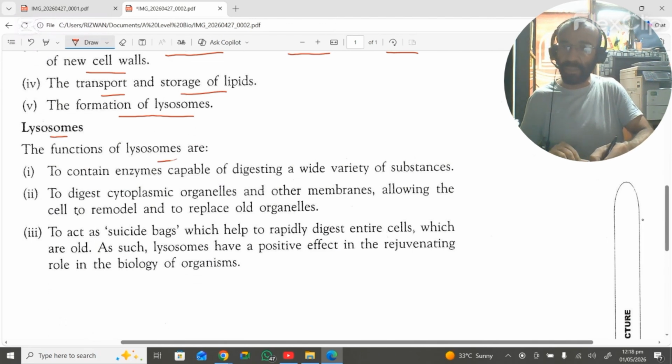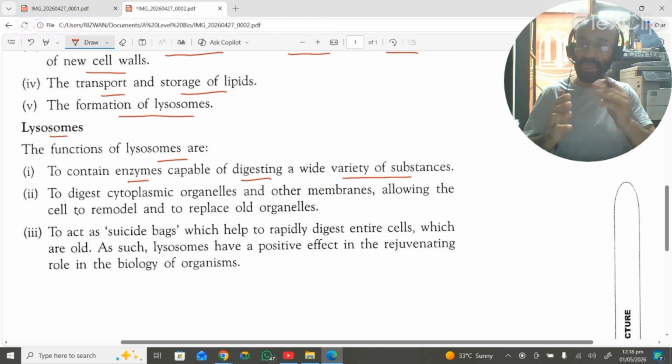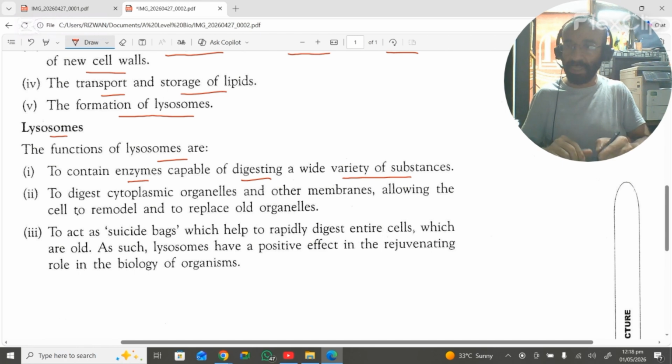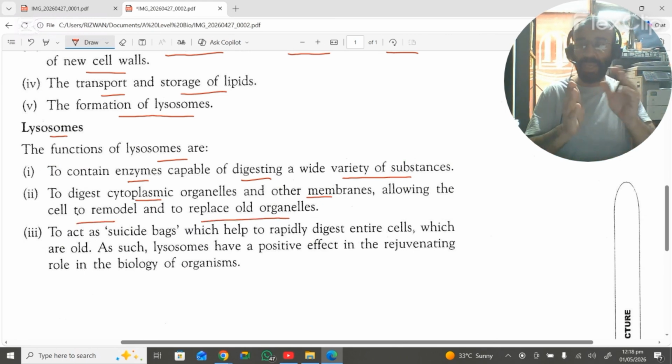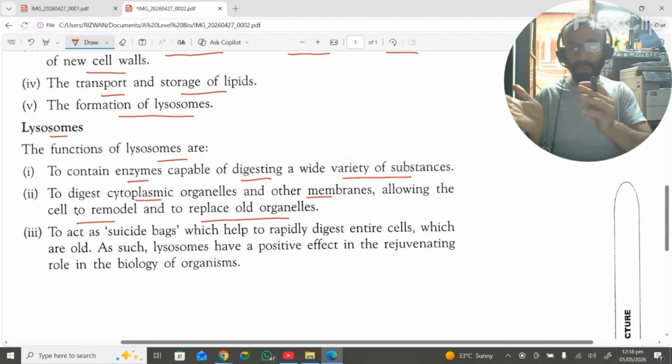The functions of the lysosomes are, number one, to contain enzymes capable of digesting a variety of substances. So lysosomes are very important in the digestion of the undigested material. Number two is to digest cytoplasmic organelles and other membranes, allowing the cell to remodel and to replace old organelles. So these are very important in the remodeling of the cell and replacing the old organelles.